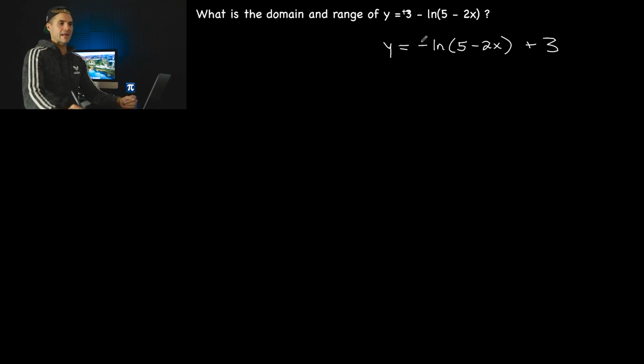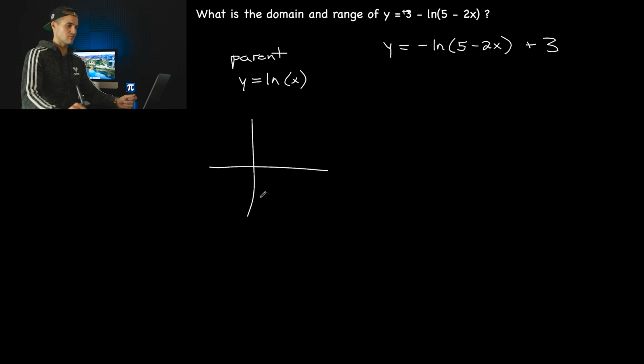Now, notice that this is a transformation of the parent function ln x. So the parent function is y equals ln x, and in general that graph looks like this. It has a vertical asymptote at an x value of 0, so it's never crossing that, and it basically looks like this. Ln is just a special case of log, like log base e.